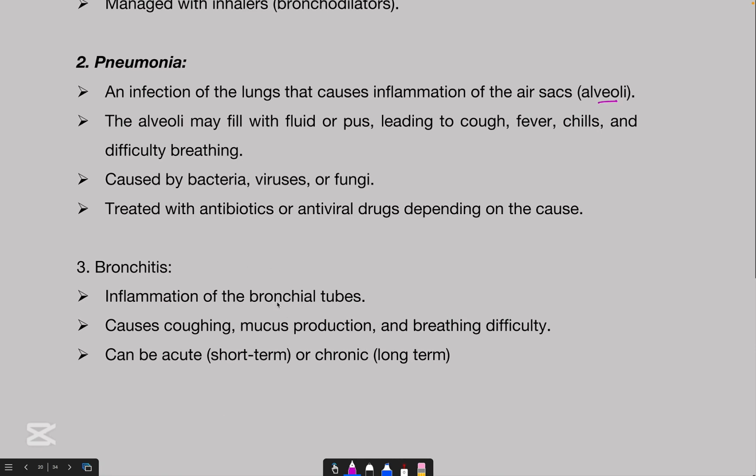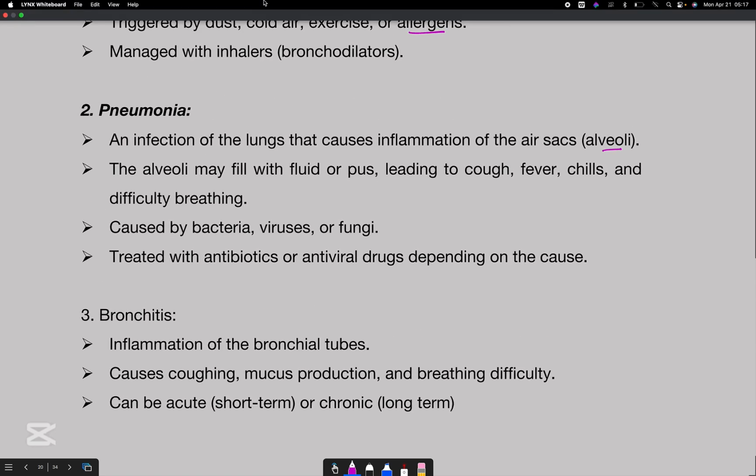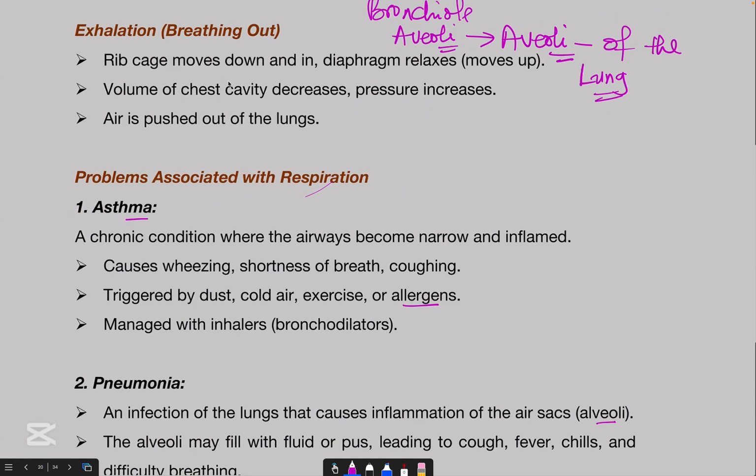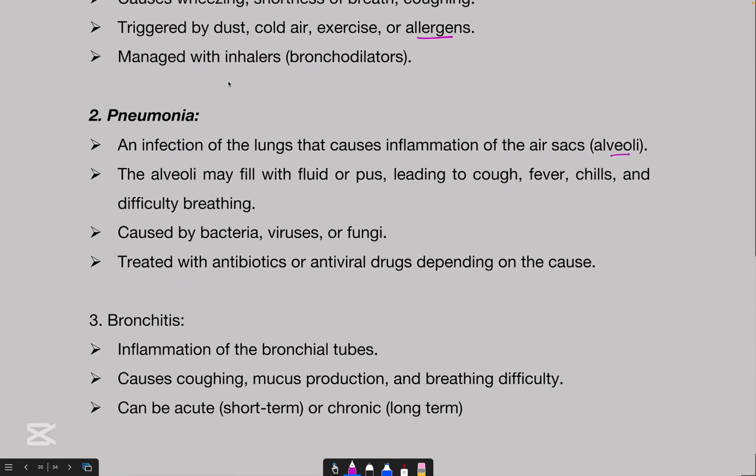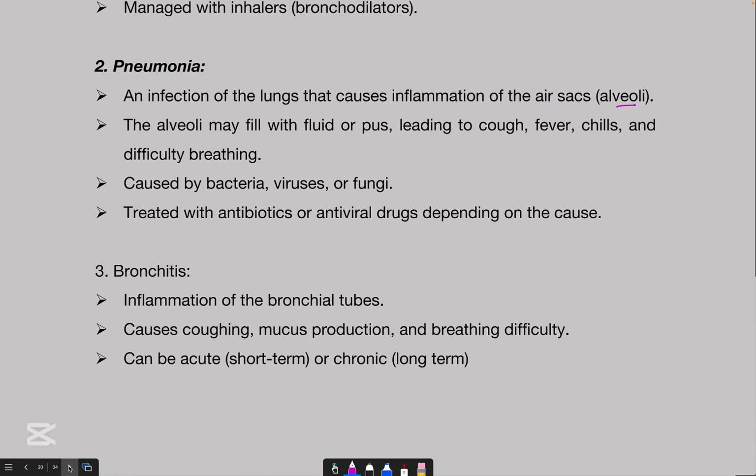Bronchitis is the inflammation of the bronchial tube, causes coughing, mucus production, and breathing difficulties. Bronchitis can be acute, short-term, or chronic, long-term. So acute bronchitis is for a short period of time, while chronic bronchitis is for a long period of time. So these are the diseases that are associated with respiration: asthma, pneumonia, bronchitis, and so on and so forth.